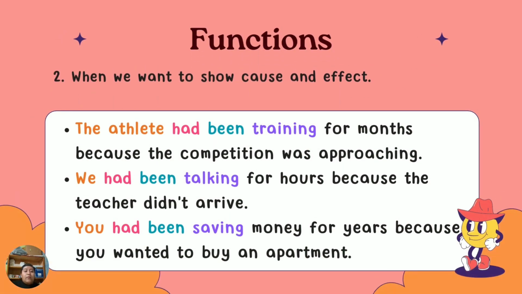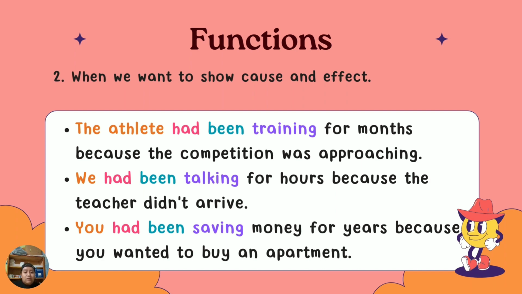Second, when we want to show cause and effect, or cause and consequence. For example, the athlete had been training for months because the competition was approaching. The competition was approaching. This is the cause. And the consequence, the athlete had been training for months. The subject, the athlete. The auxiliary verbs had been. The main verb with the ing termination, train.